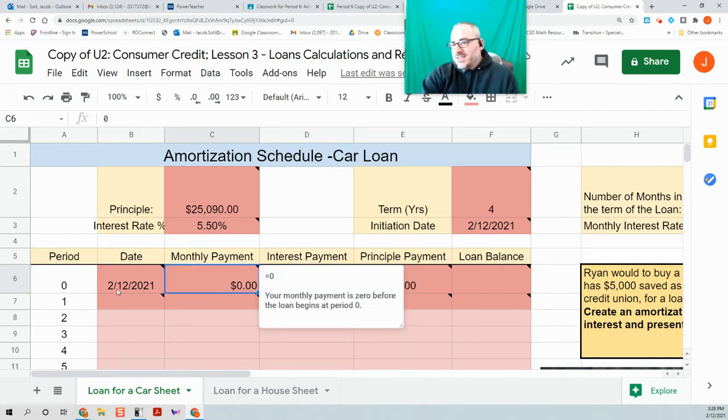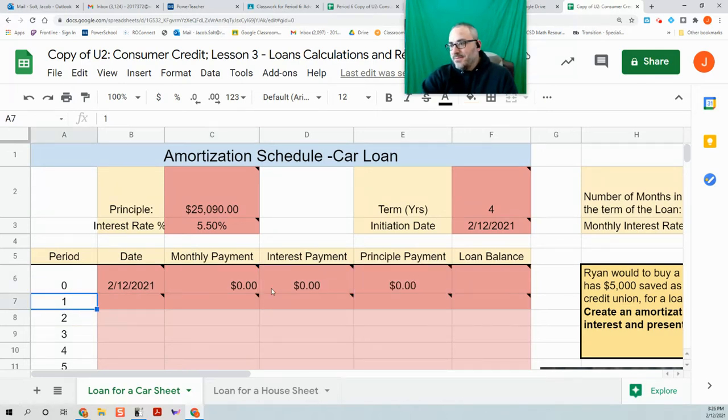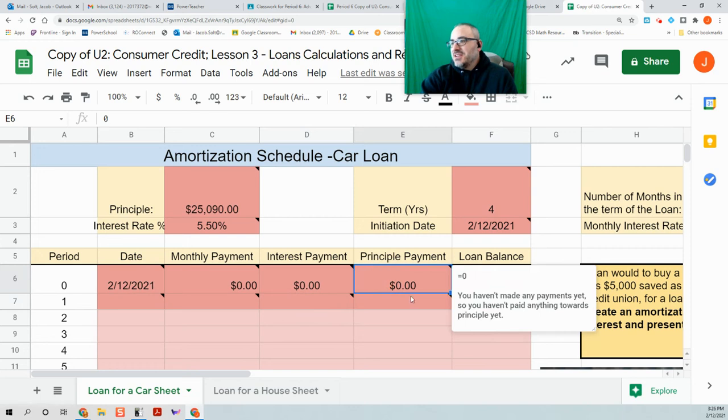If it's period 0, that means you haven't paid yet. You haven't made your first payment yet. That would come on period 1, which means you have paid nothing towards interest, nothing towards principal.